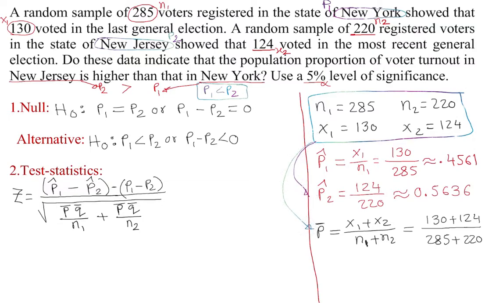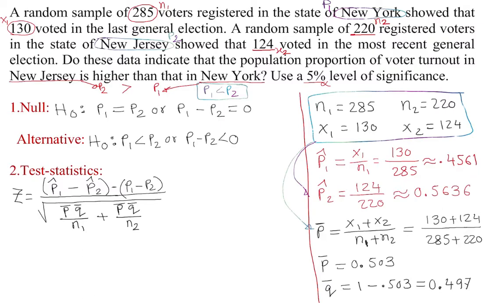Okay. Now the pooled estimate of the probability of success is approximately 0.503. And the failure is going to be 1 minus 0.503, which gives us 0.497. So we should keep at least 4 decimal places.